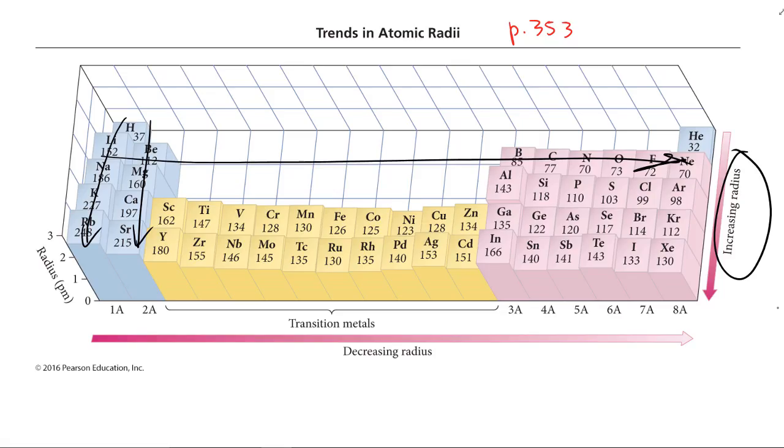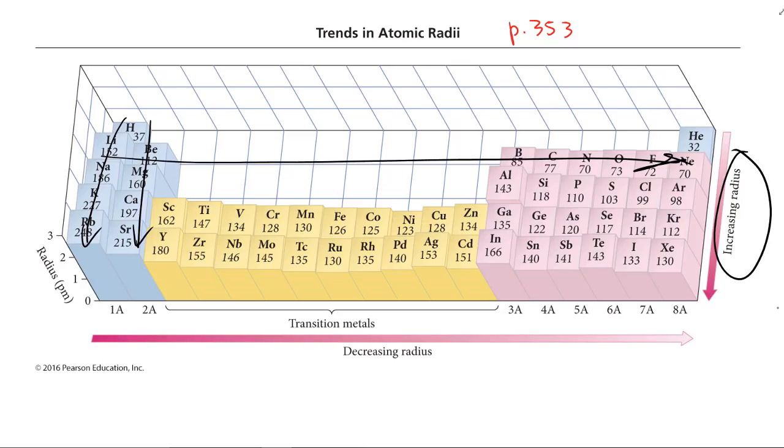Right. As we go down within the group, the radii increase. And of course, that one is explained very easily because as we go down within the group, what's happening to the number of energy levels? Increasing. So as we add on energy levels, then we would expect the radii to increase.